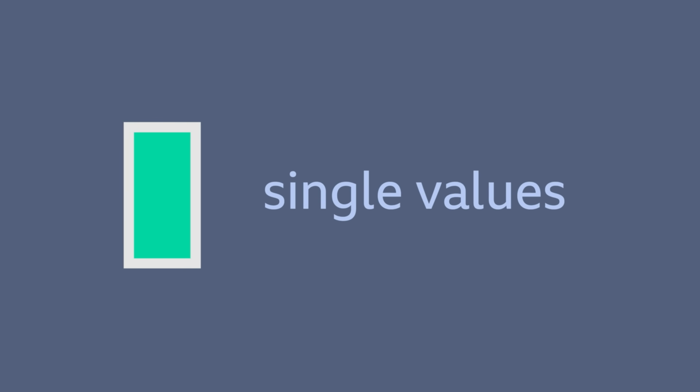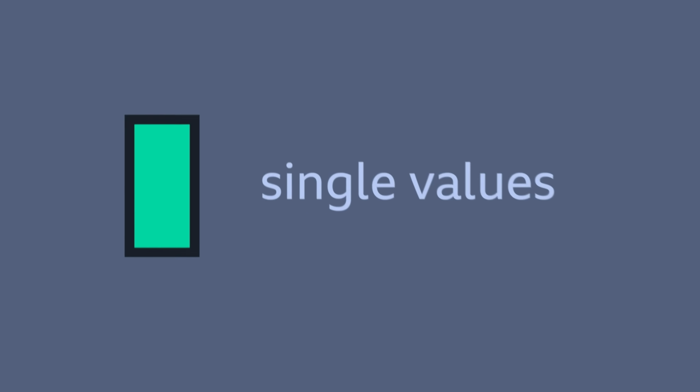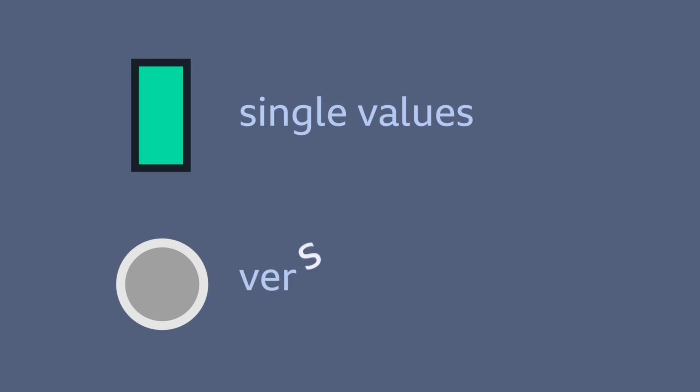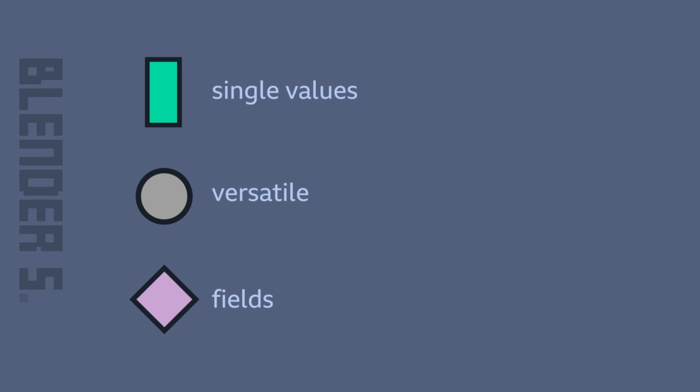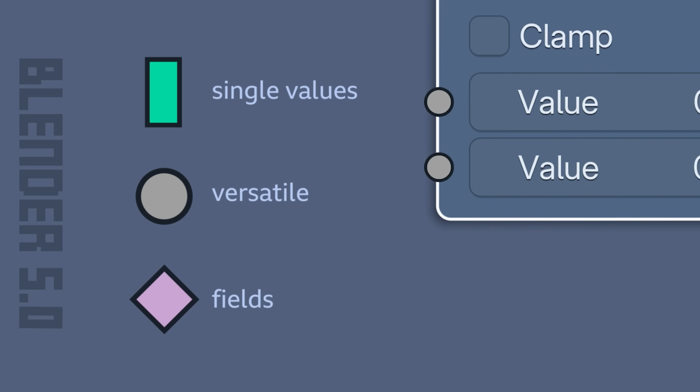So first, there's the new vertical bar, a socket monolith. Its stoic rigidity represents an absolute dedication to single values, no ifs, no buts. In contrast, the circle is now the most versatile of sockets, allowing or producing all different kinds of data. The diamond still expects a field or outputs a field, but there's no longer that dotted diamond variant. That's been removed because we can tell the status of a field socket from the noodle plugged into it.